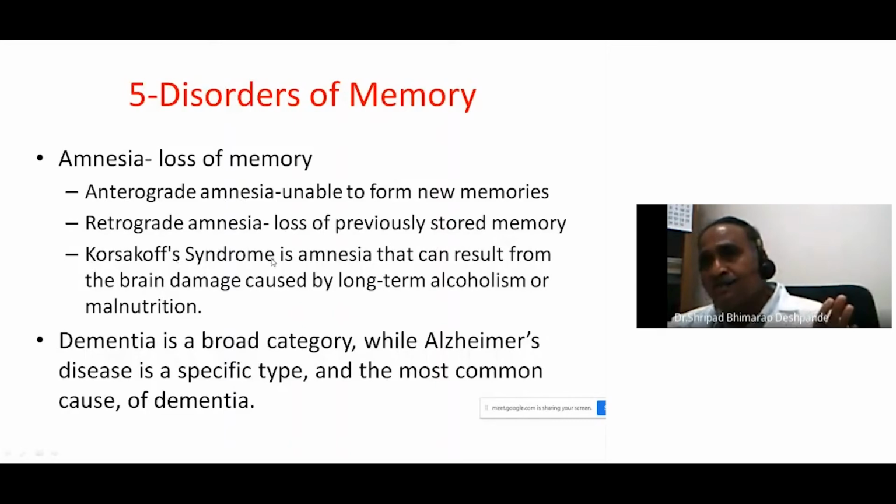Now, Korsakoff's syndrome, I have talked about. It is a loss or abnormality or lesions in the mammillothalamic tract, and this may have both anterograde and retrograde amnesia. This is seen with alcoholism and thiamine deficiency in case of malnutrition. Now the third part is dementia. Dementia is a broad category. We have neurodegenerative diseases. One of the greatest neurodegenerative diseases is Alzheimer's disease.